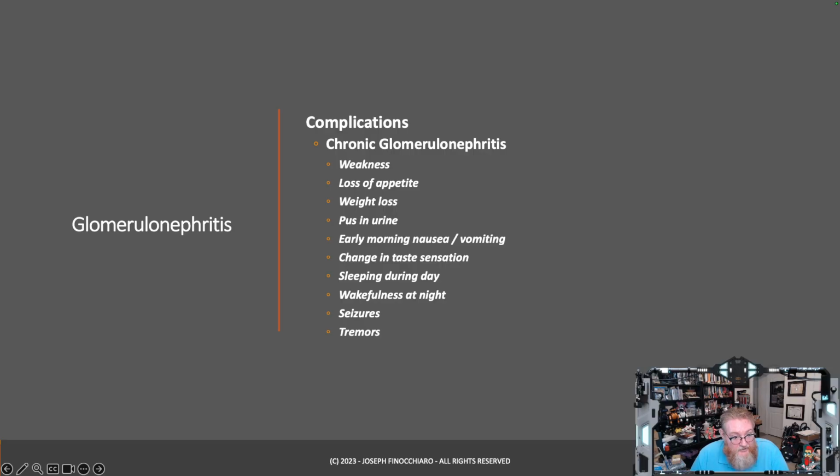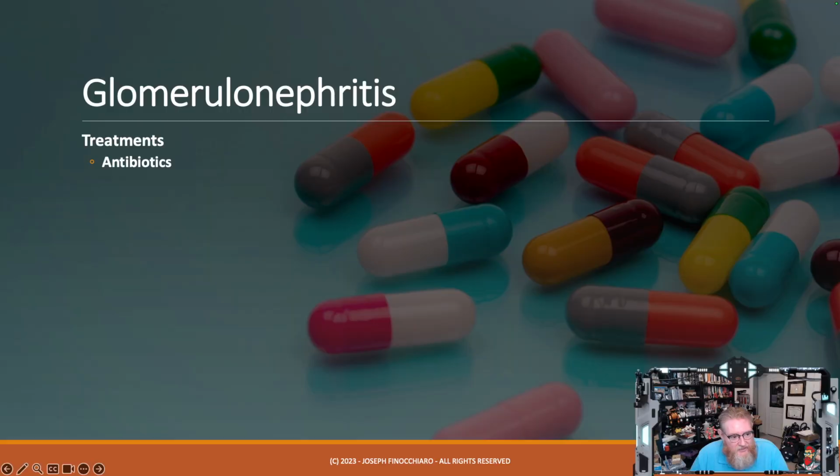Complications of chronic glomerulonephritis includes weakness, loss of appetite, weight loss, pus in urine, early morning nausea and vomiting, change in taste sensation, sleeping during the day, wakefulness at night, seizures, and tremors. Treatments include antibiotics.